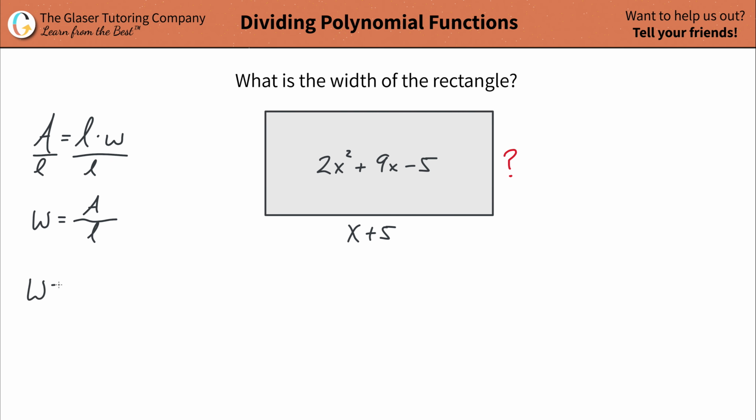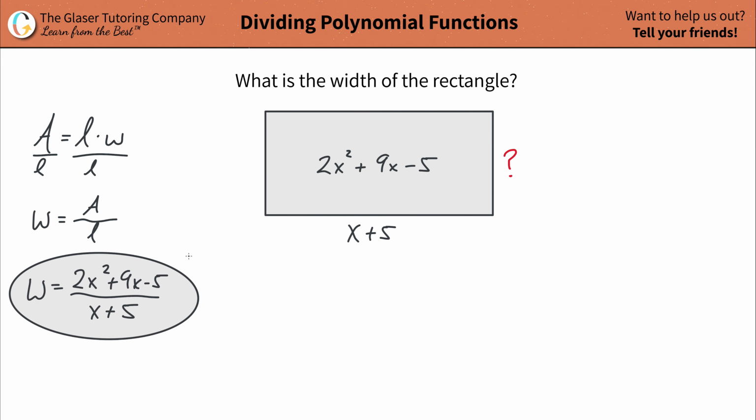So we do know both. We do know the area, boom. So that's going to be 2x squared plus 9x minus 5. And that has to be then divided by the length, which is x plus 5. So once we do this division, we're able to now figure out what the width should be. Now we might not be able to find the number, but we might be able to find a function instead.